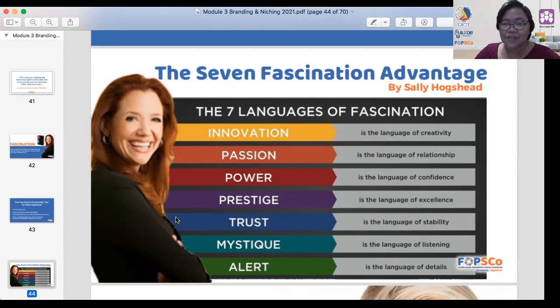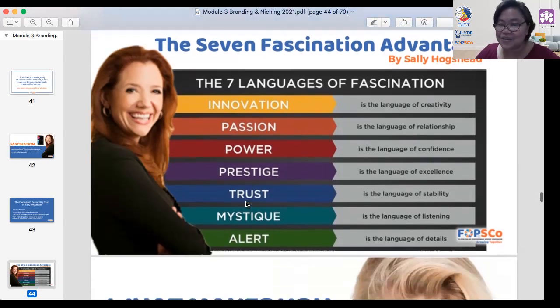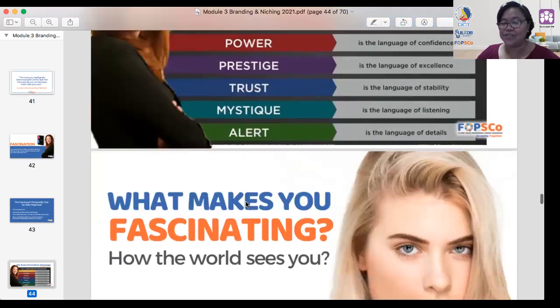So if you are that, then there are certain colors that fit your language, and you are more after the stability of the company or of the product or the service. Okay, and that's what you're going to project in your brand, and that's what your core customers should get, should perceive about you in 9 seconds, right? Mystic is the language of listening, and alert is the language of detail.